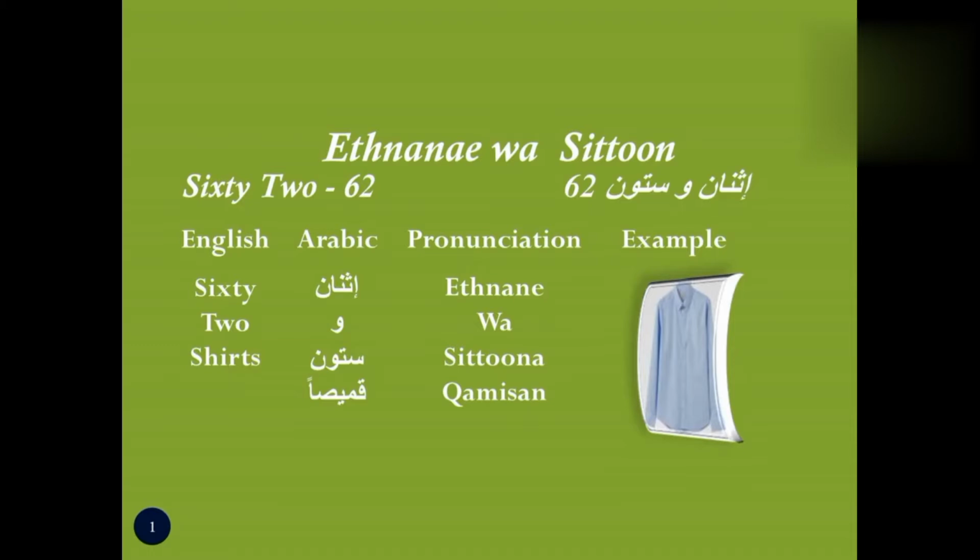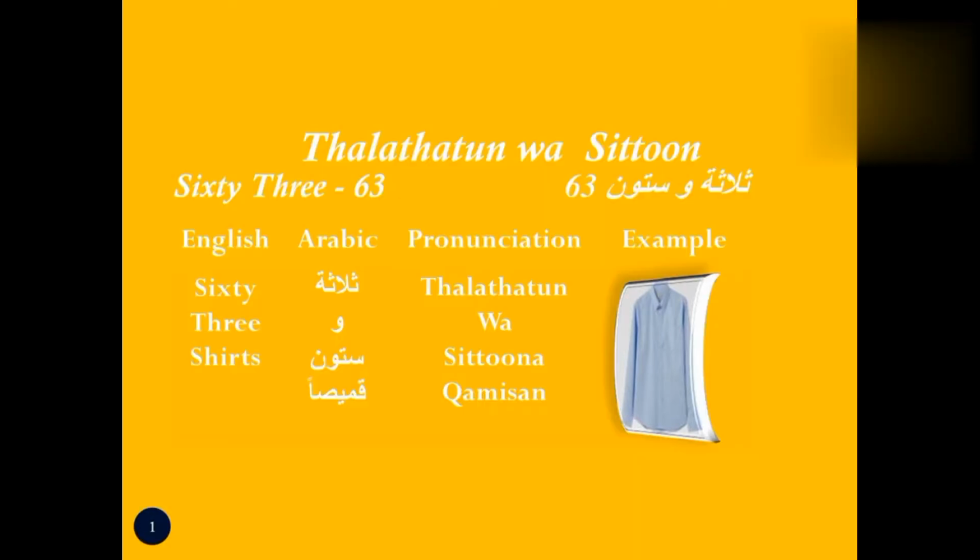For 62 number we use in Arabic Ithnani wa Sittoon. Ithnani wa Sittoon means 62. See the example. 62 shirts. For 62 shirts we can say in Arabic Ithnani wa Sittuna qamisan. Now see 63 numbers.